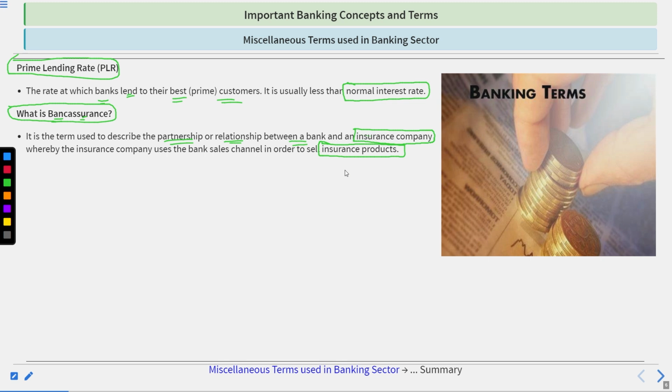Now the bank is not giving you the insurance, because the bank's primary services are accepting deposits and lending loans. So from where are they getting these insurance products? They are getting them from some insurance company. The insurance company is actually using the bank's sales channel to sell its insurance products. Both the insurance company and the bank get some kind of partnership and relationship through this transaction. For these transactions, we use the term bank assurance.